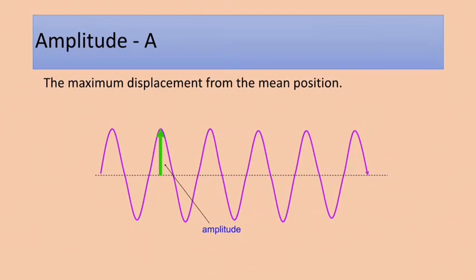And our scientific definition for amplitude is the maximum displacement from the mean position. So that's the furthest it's going to be going from that line in the middle. That's that mean position.